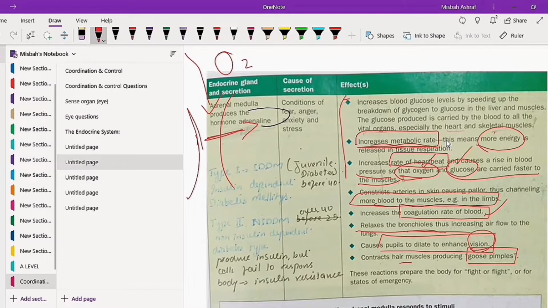So you need to learn these points, 1, 2, 3, 4, 5, 6, 7, 8. Learn these very carefully. If it comes for 3 marks, 4 marks, or 2 marks, you can write any one of these 8. Clear? And there is also 1 mark for the situation in which it is secreted. It is secreted in a fight and flight situation, right? You can write any one of these: stress, anxiety, fear, anger.